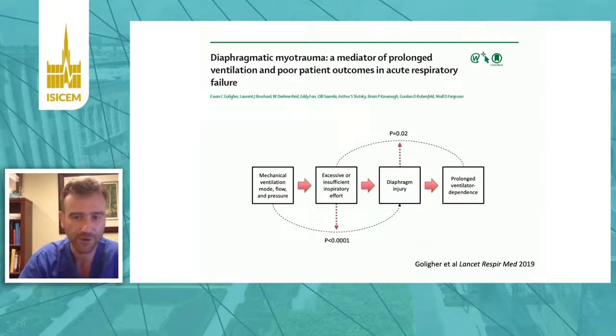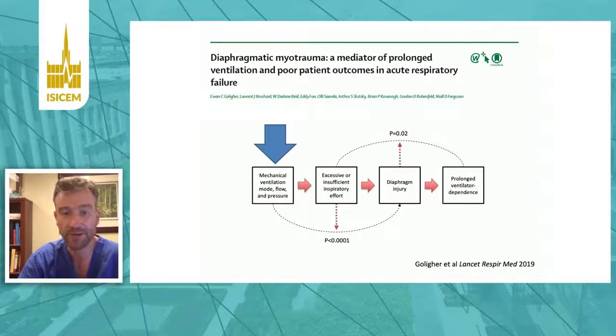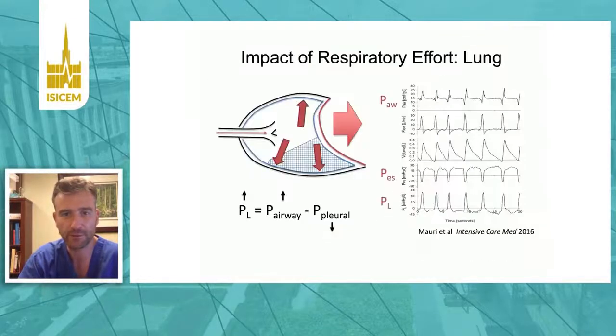Prolonged ventilator dependence is an important outcome because patients who remain on the ventilator for a prolonged period of time are at very high risk of long-term functional disability and death. By intervening on the way we set the ventilator, potentially we might be able to modify this pathway and improve outcomes for patients.